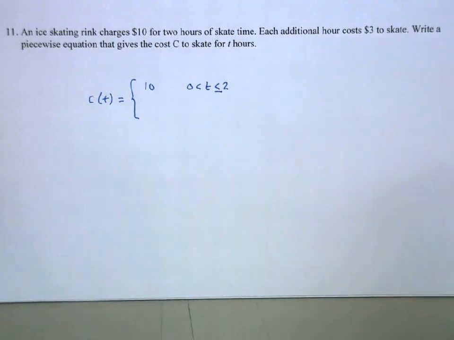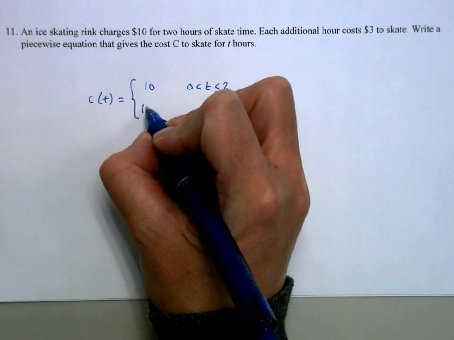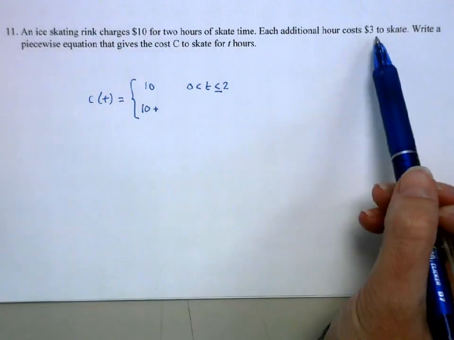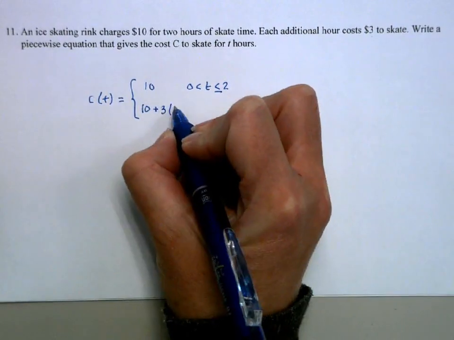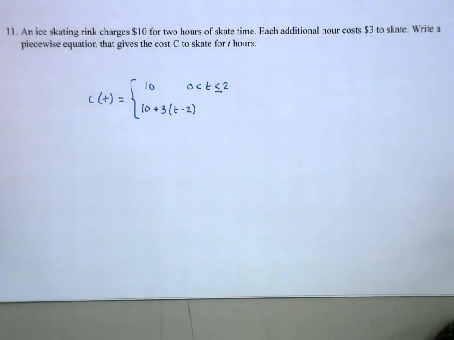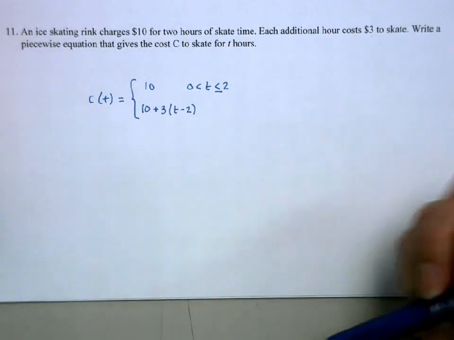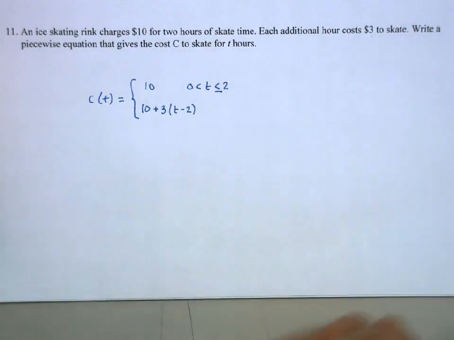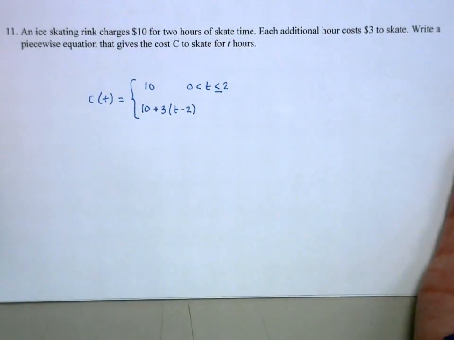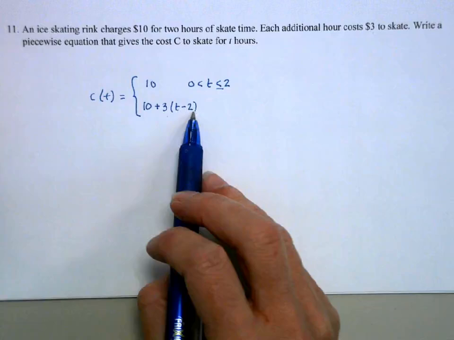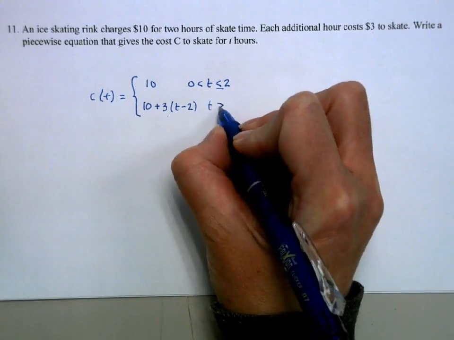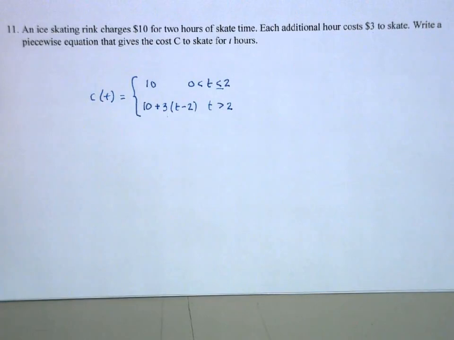After that, we're going to get charged an additional $3. But we're only going to get charged the $3 for each hour after the initial 2. So for my equation, we're going to have 3 for every t value bigger than 2. So for example, if I skated for 3 hours, I'd only want to add one $3 additional charge. So that's what this comes in. This will be when t is greater than 2. We're not told any restrictions on the cap. Maybe you can just keep skating forever. But with our information given, this would be our piecewise.